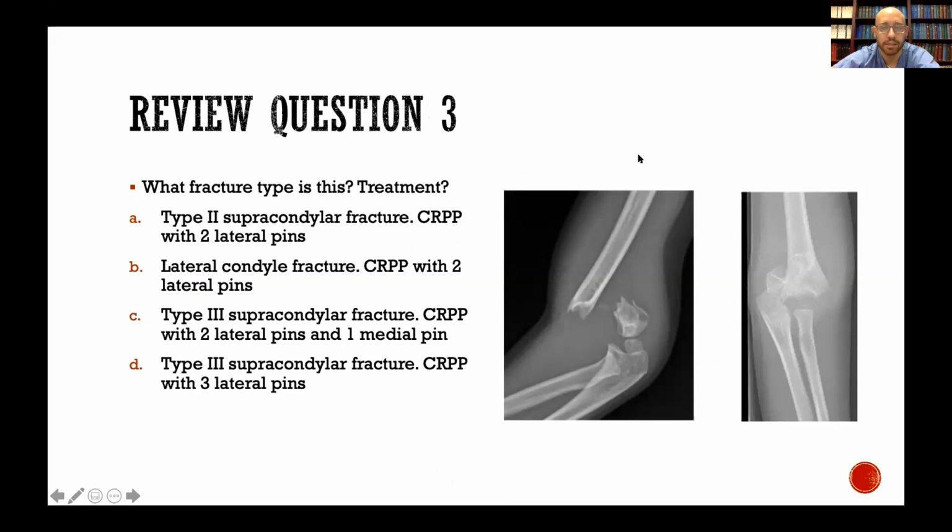So while you're answering this, this is an AP of the elbow on the right and a lateral on the left.